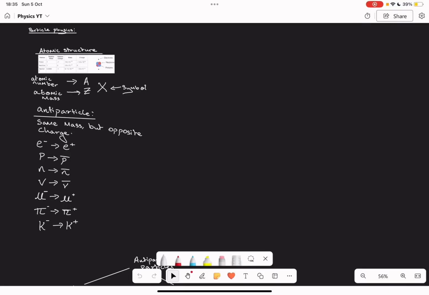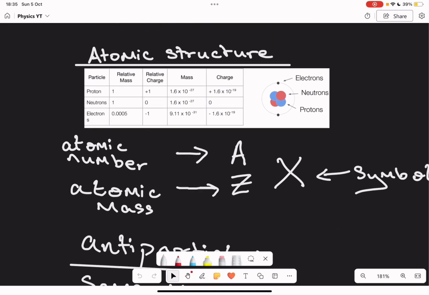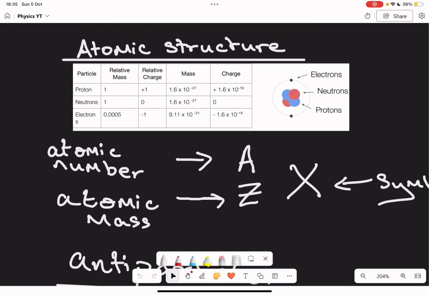This is section 2 of AQA A-level Physics. So, atomic structure. A proton has a relative mass of 1, a relative charge of plus 1, a mass of 1.6 times 10 to the power of negative 27, and a charge of plus 1.6 times 10 to the negative 19. Neutrons have a relative mass of 1, a relative charge of 0, a mass of 1.6 times 10 to the power of negative 27, and a charge of 0.